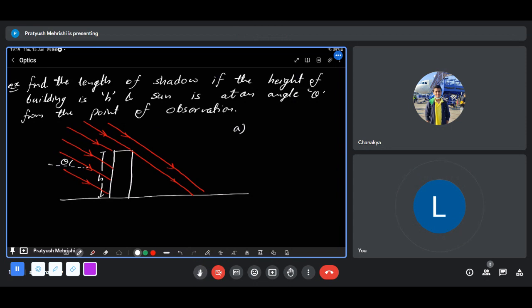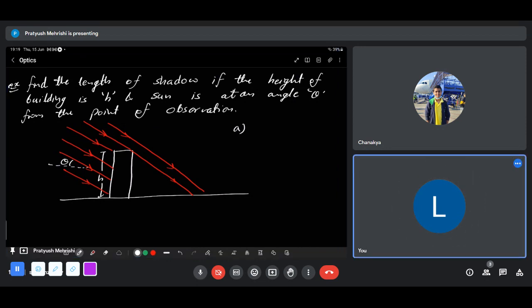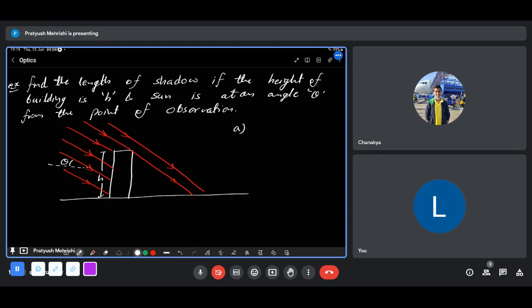So H cos theta, sir. H is what? H cos theta, sir. H cos theta? Yes, sir. Cosine. Fine. H cos theta. See, H cos theta is not in the options actually. Chanakya, any answer? Did you get it? I'm doing, sir.